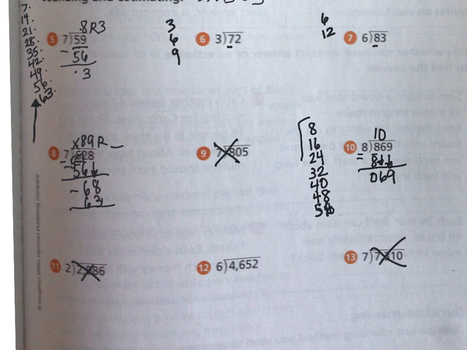8 times 7 is 56, and 8 times 8 is 64. I better stop right there because 64 is as close as I can get. So that was 1, 2, 3, 4, 5, 6, 7, 8 8s is 64. I put my 8 up here. And then take that 8 times my number on the outside, 8 times 8, was 64. And I want you to subtract, and then I want you to put your remainder.